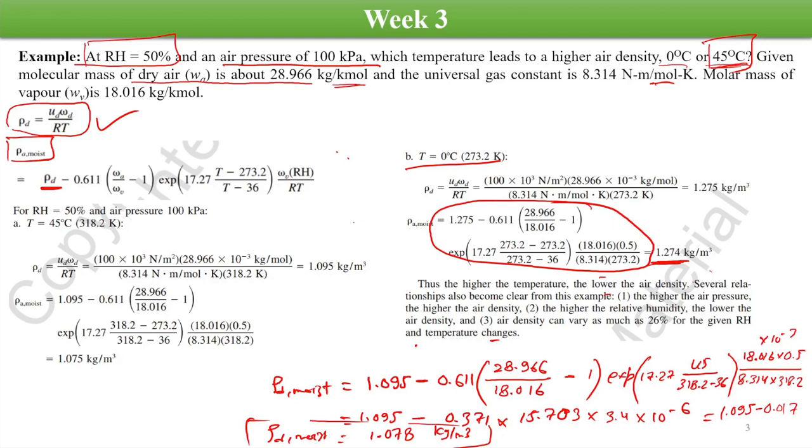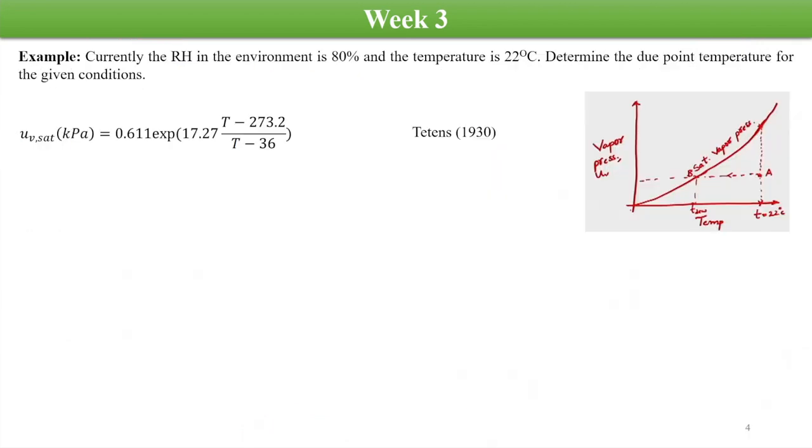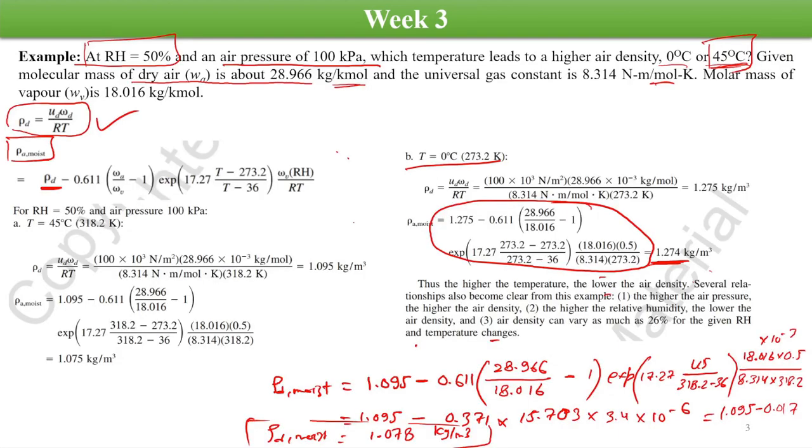Okay, so the question asks which temperature leads to a higher air density. The answer to that question will be 0 degrees Celsius. And it is logical also: at 45 degrees the temperature is higher, and if you go towards lower temperature, then the density will be more. Okay, so that's a little bit lengthy numerical, but I hope you're getting it.